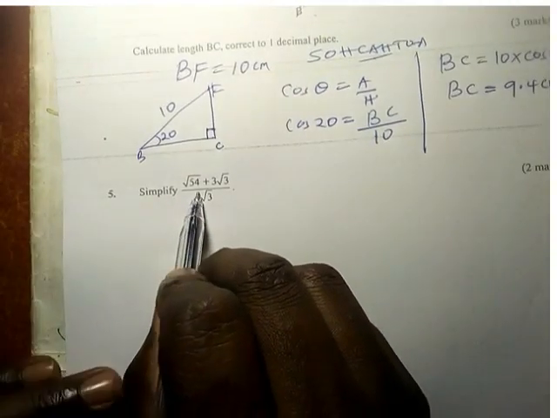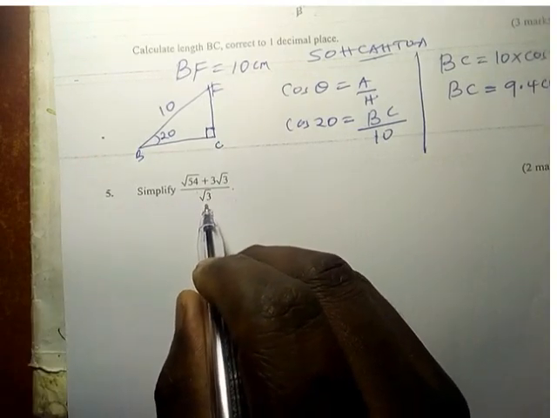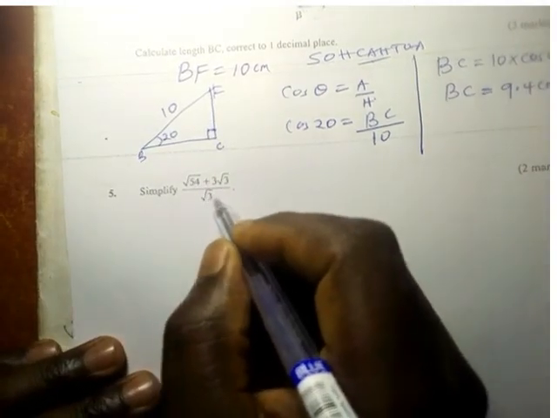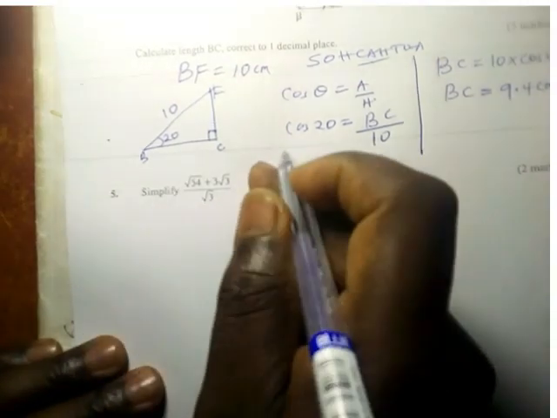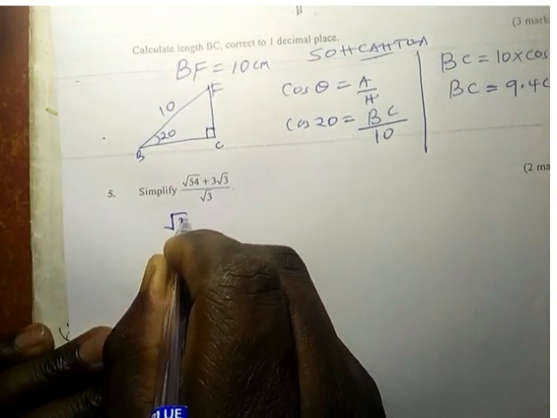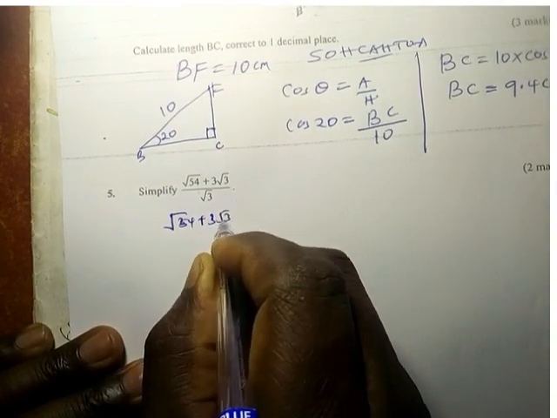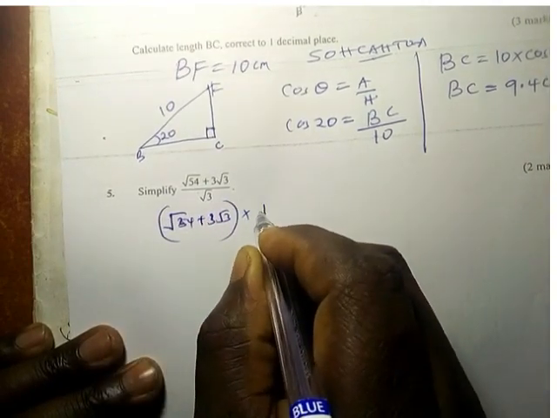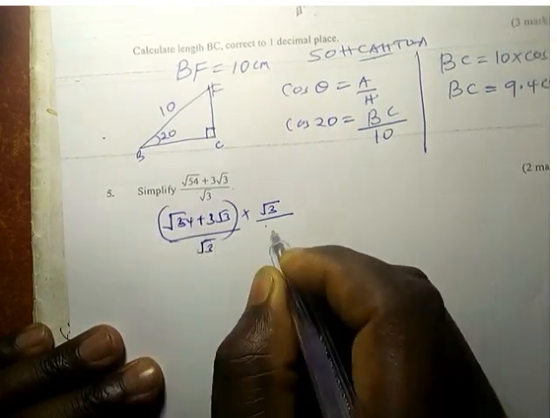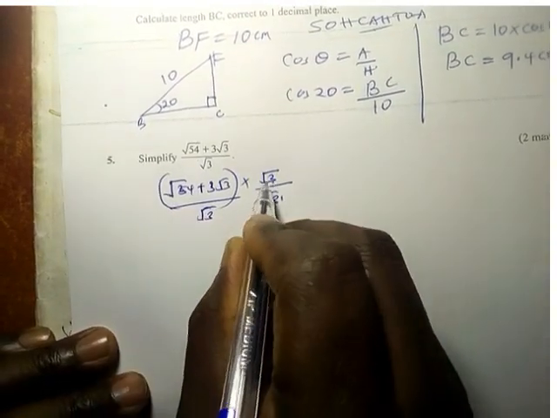Simplify surds. This is now surds. So the denominator is root 3. So the conjugate of this one is just root 3. So we are going to multiply with root 3 on the numerator and the denominator. So now root 54 plus 3 root 3, everything we multiply with the root. So multiply this with everything here.